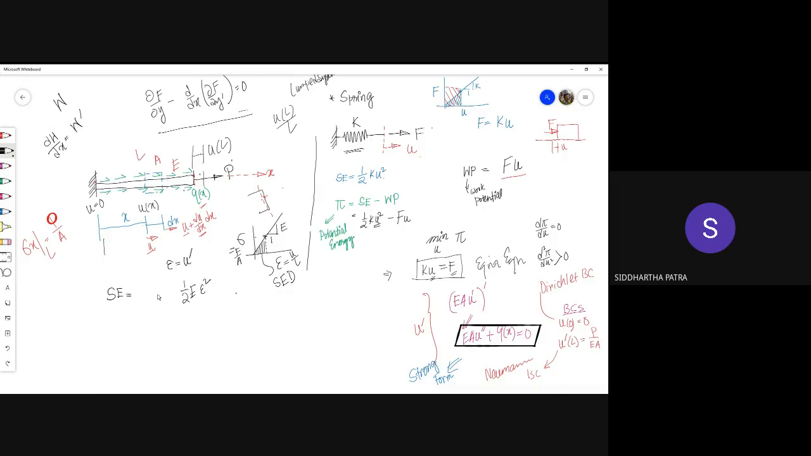Okay, I'm just showing the dimensions here. I'm not contradicting myself by writing U by L, I'm just comparing dimensions here. So the strain energy that you're seeing here is per unit volume. You see, area times length is the volume. So this quantity is strain energy density. So I must integrate this with A times dx, and that's what is going to be my strain energy. Is it clear now?